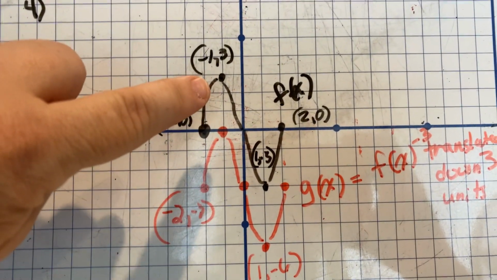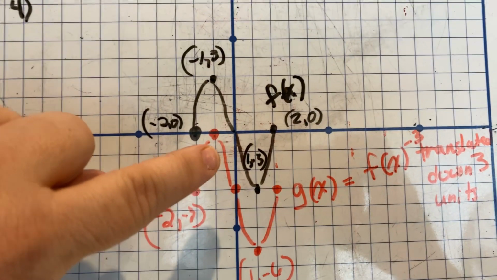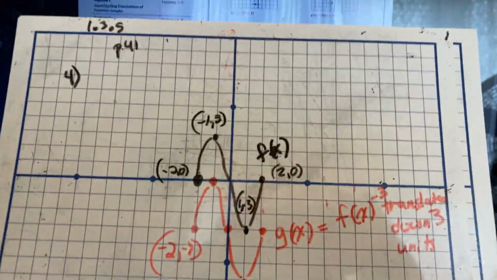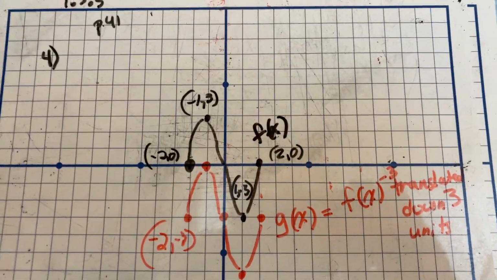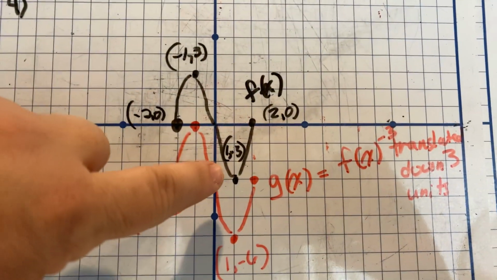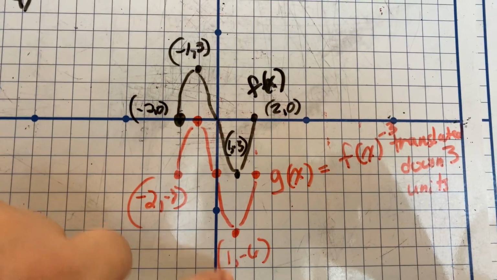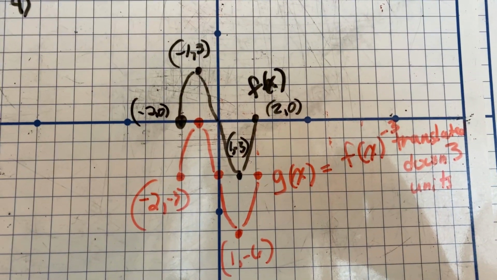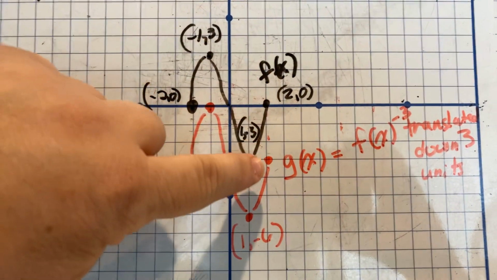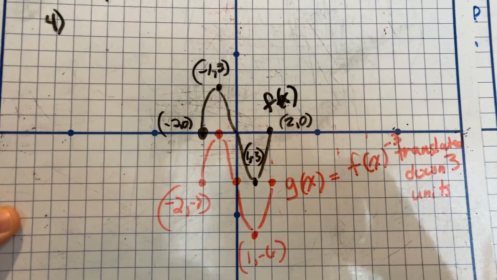Take a look at this point up here. -1, 3 is going to go down 3 blocks, and its new name is when x is -1, y is 0. We're going to continue this again. This is number 4 on the classwork from March 23rd. This point was 1, 3. If I go down 3, -3 minus 3 more is -6. So 1 goes to -6, and 2, 0 is going to become 2, -3. All right, and that's problem number 4.